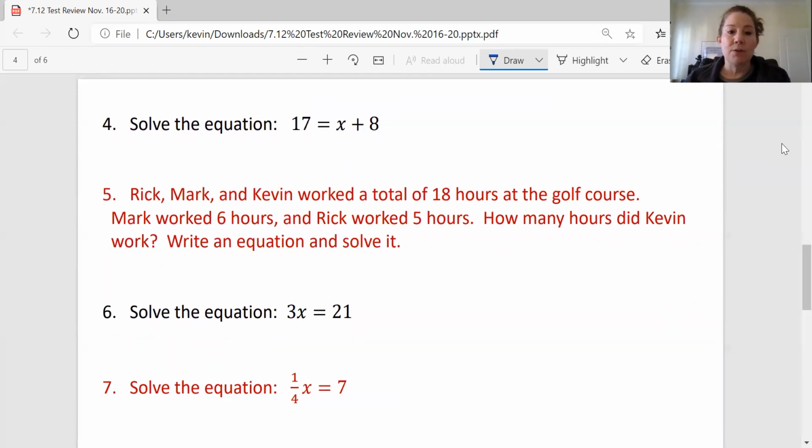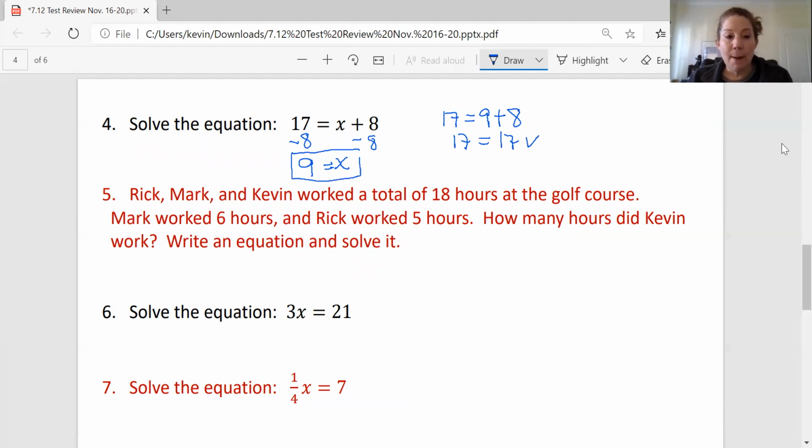All right, number 4, we want to solve for X. So that means we're going to cancel out whatever's on the side with X. Well, on the side with X, I see plus 8. So what's the opposite of plus 8? Subtract 8. So we're subtracting 8 from both sides. So 17 minus 8 is 9. And then we can double check our answer by plugging in 9 for X. 9 plus 8. And 9 plus 8 does in fact equal 17. So we know that answer is correct.